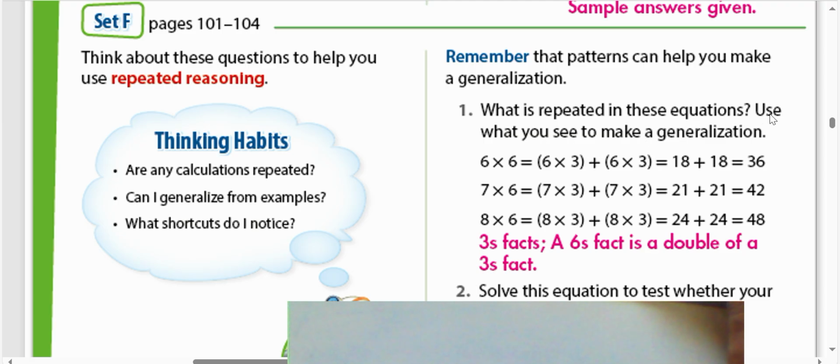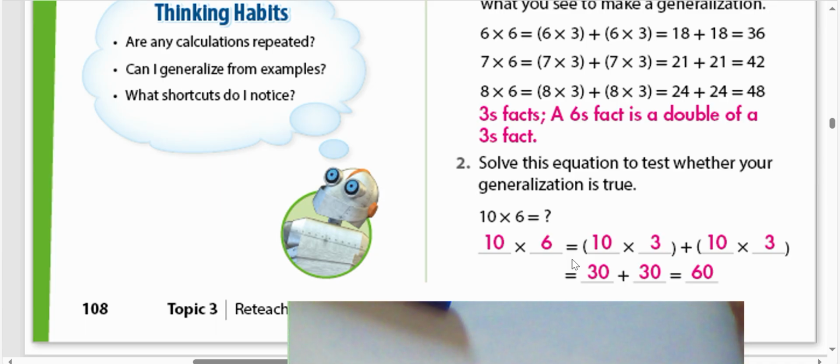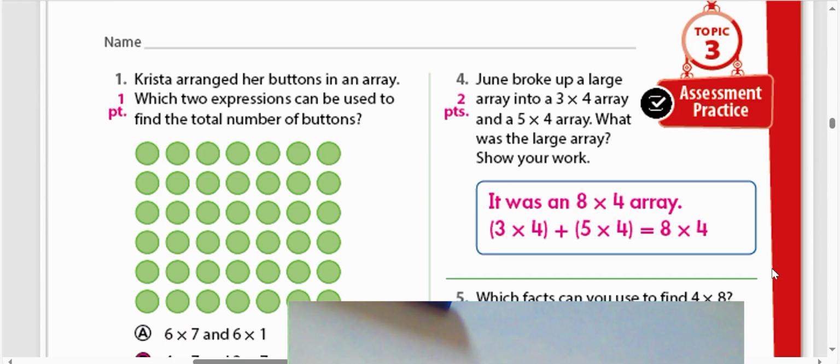Let's repeat it in this equation. Use what you know to make relations. We have 3 facts. 6 equals 3 plus 3. Here is the first one. And also we have 6, 3 plus 3. This is a fact. The 6 fact is a double of the 3 fact. Let's solve the equation: 10 times 6. We can use the double fact about 6. 6 equals 3 plus 3. Then we can use here the 6 fact is a double of the 3 fact. The result will be 30 plus 30, 60.